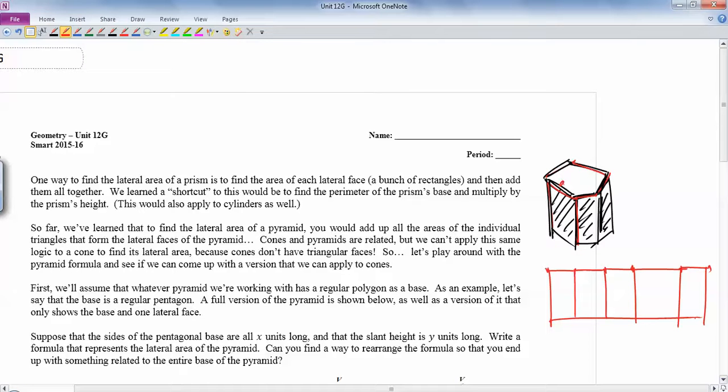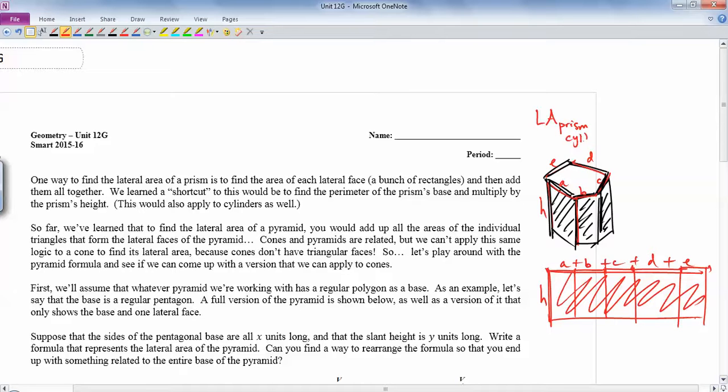So if you think of it like A, B, C, D, E, then you could just find the area of this whole rectangle, which is A plus B plus C plus D plus E, times whatever the height is, right? And then you get the whole lateral area all at once. So that's how we came up with the formula for lateral area of a prism or a cylinder is going to be the perimeter of the base times the height of the prism.